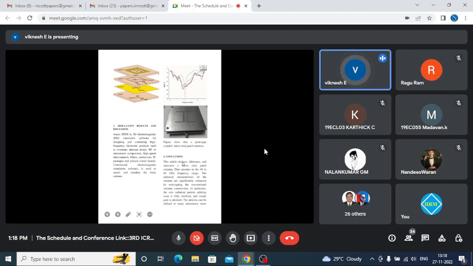In conclusion, this article designs, fabricates and measures a microstrip patch antenna that operates in the 48 to 60 gigahertz frequency range. The radiation characteristics of the antenna are significantly enhanced by redesigning the conventional antenna's construction.